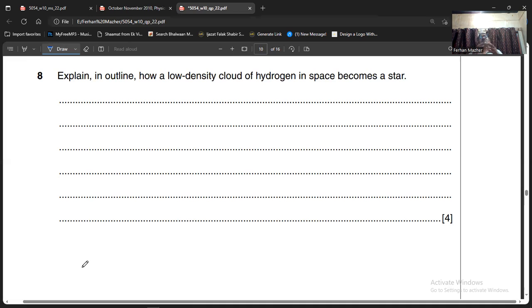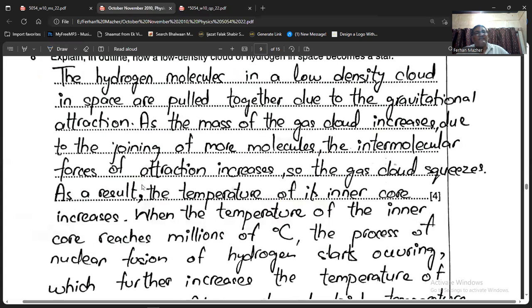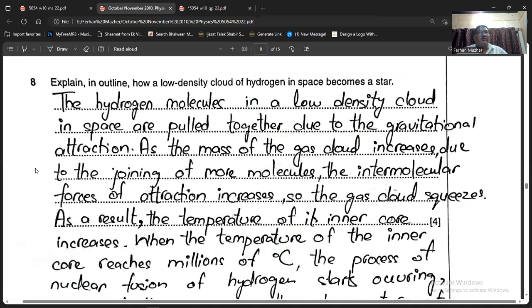So then there is a balance between this inward and outward force. And when this happens, the star is in its stable state. We call it the main sequence star, or we call it the stable star. So this is how that cloud becomes a stable star.